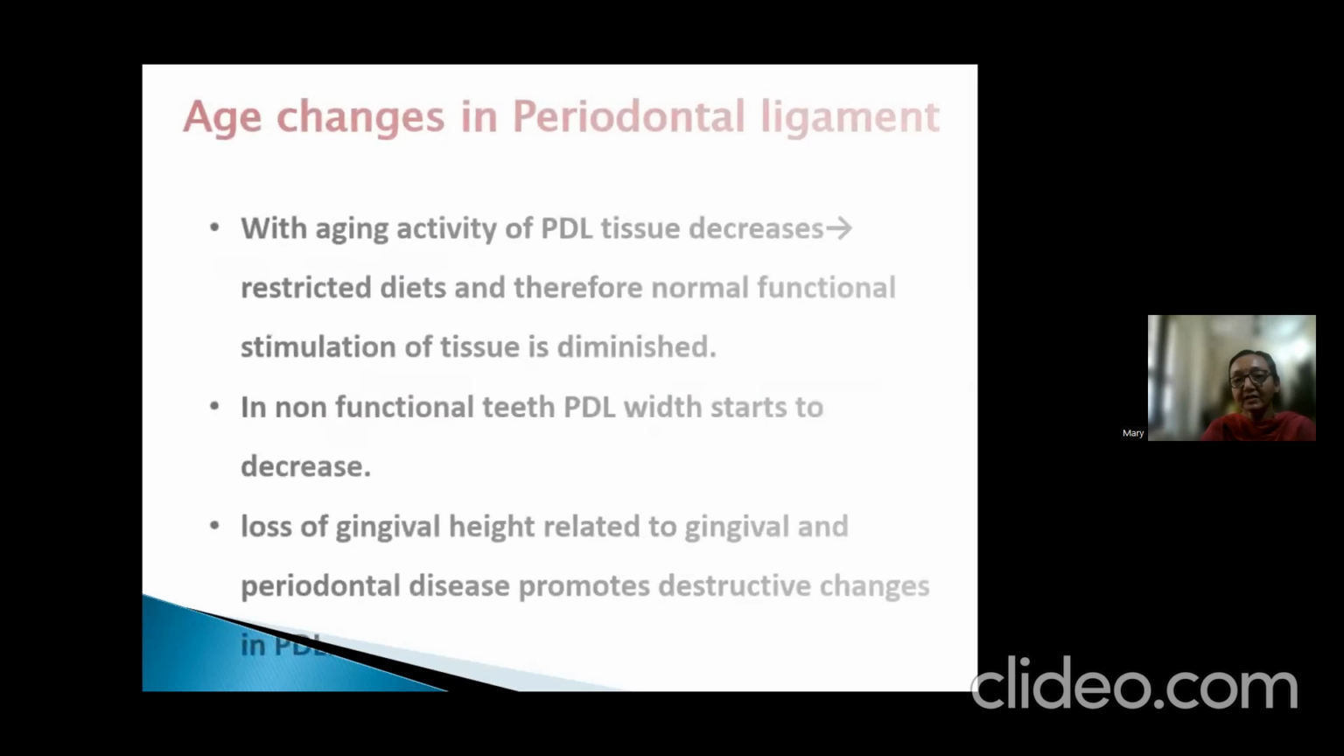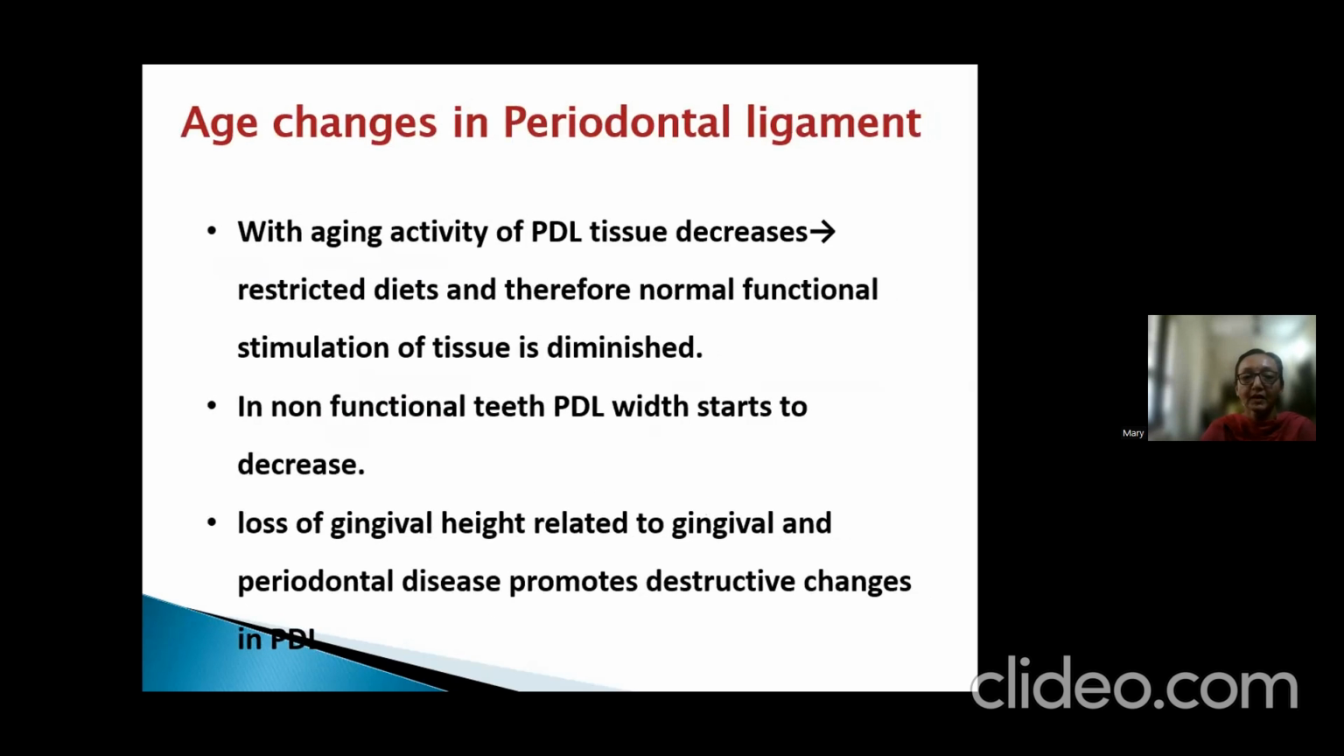So coming to the age changes related to the periodontal ligament. With aging, we know that the forces of mastication decrease, or rather there is a diet restriction. Definitely there will be a decrease in food consumption in an aged person compared to a younger person. So due to this restricted diet and the decrease in function, the periodontal ligament width will start decreasing in an older individual. That is a major change which occurs to the periodontal ligament.